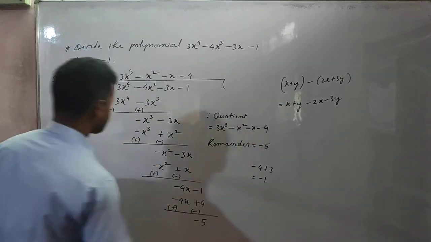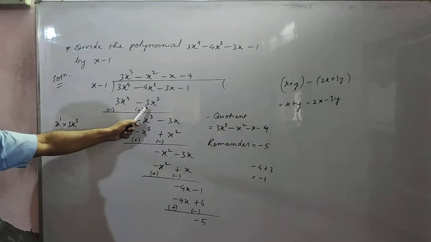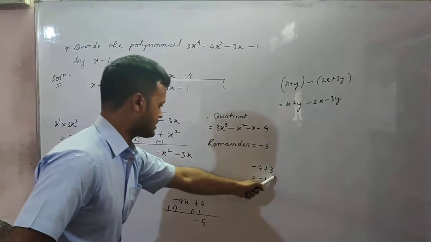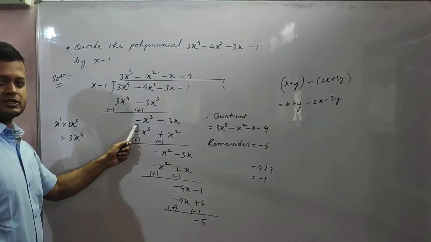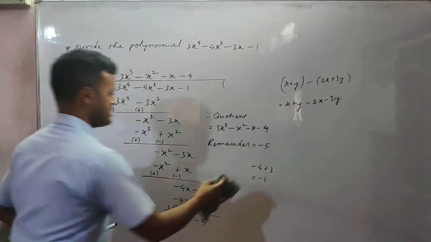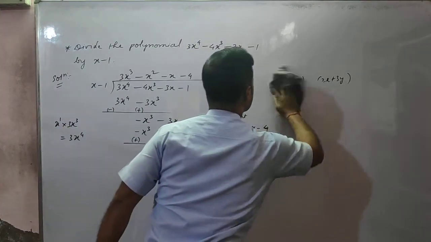Now see, minus 4 plus 3, students. Minus 4 plus 3 will become how much? Minus 1. So that's why minus 1 x cube. And this minus 3x will come here. Okay. Now see here.